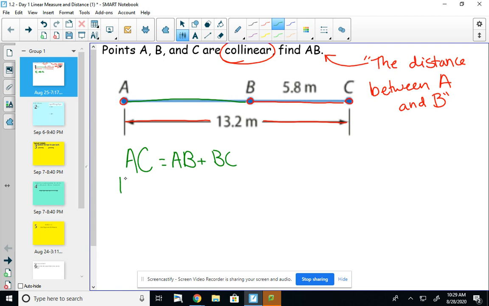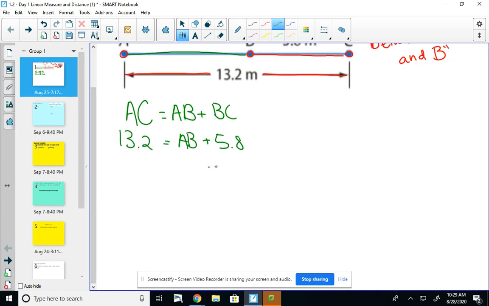I know that AC is 13.2 meters. I want to find AB. I know BC is 5.8 meters. So to solve for AB, think of it as a variable. I would subtract 5.8 from each side. So AB, the distance between point A and point B, is going to be 7.4 meters.